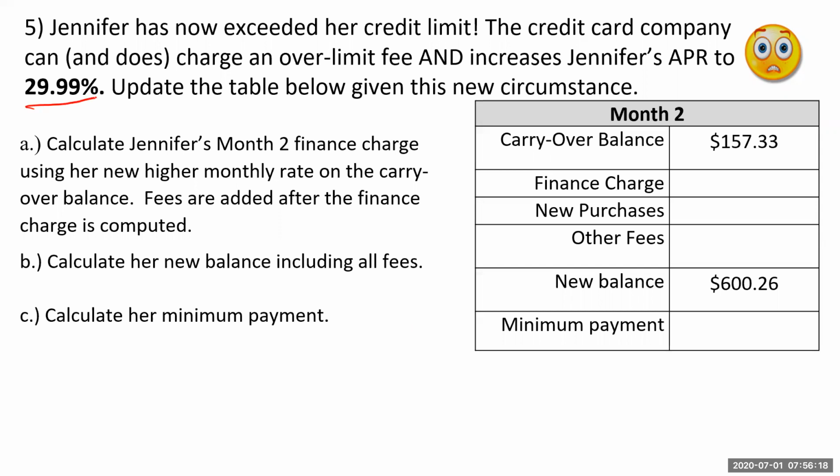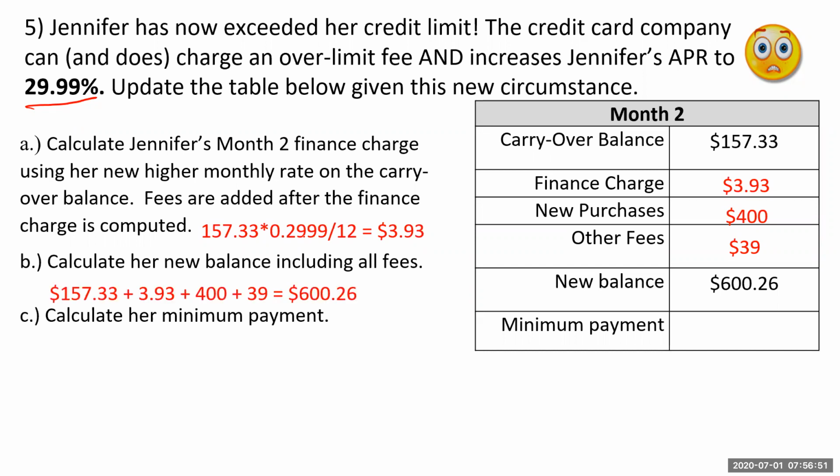Now we want to update the table and see her new circumstance. So now the new purchase is that, okay? And the finance charge, we will now use the 29.99 APR divided by 12 multiplied by the balance. Okay, the new purchase is that. So other fees. You remember other fees? Do you know what other fees are? So she went over the limit, and the over the limit fee was $39. If you go back to the agreement, you see that. So that has also been slapped on her.